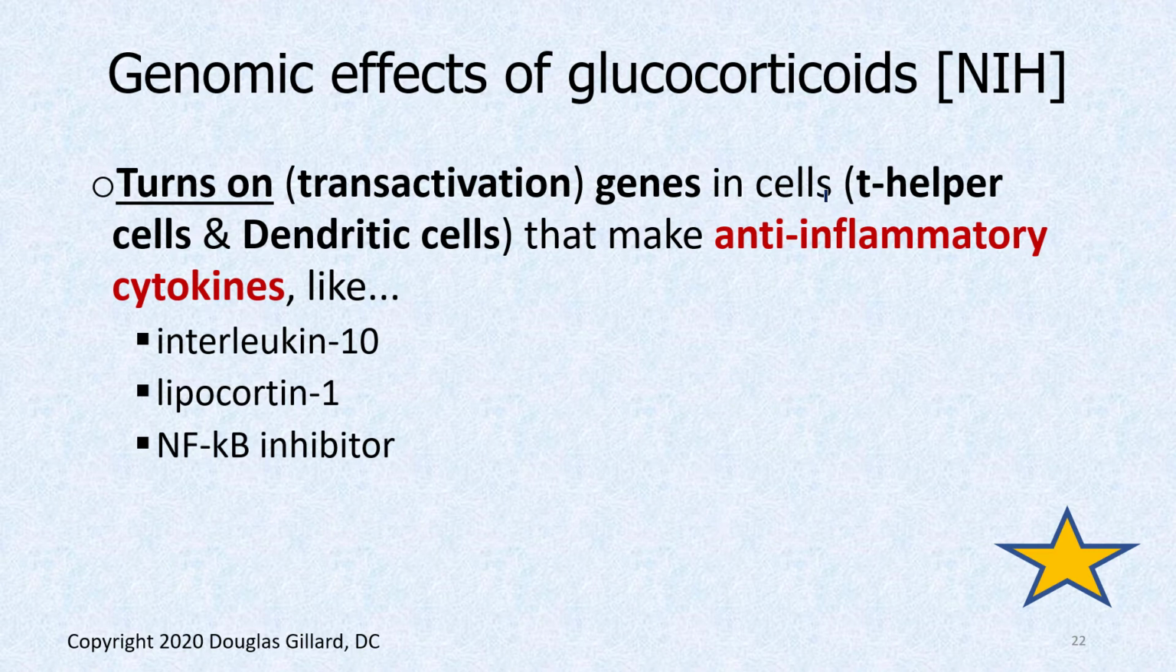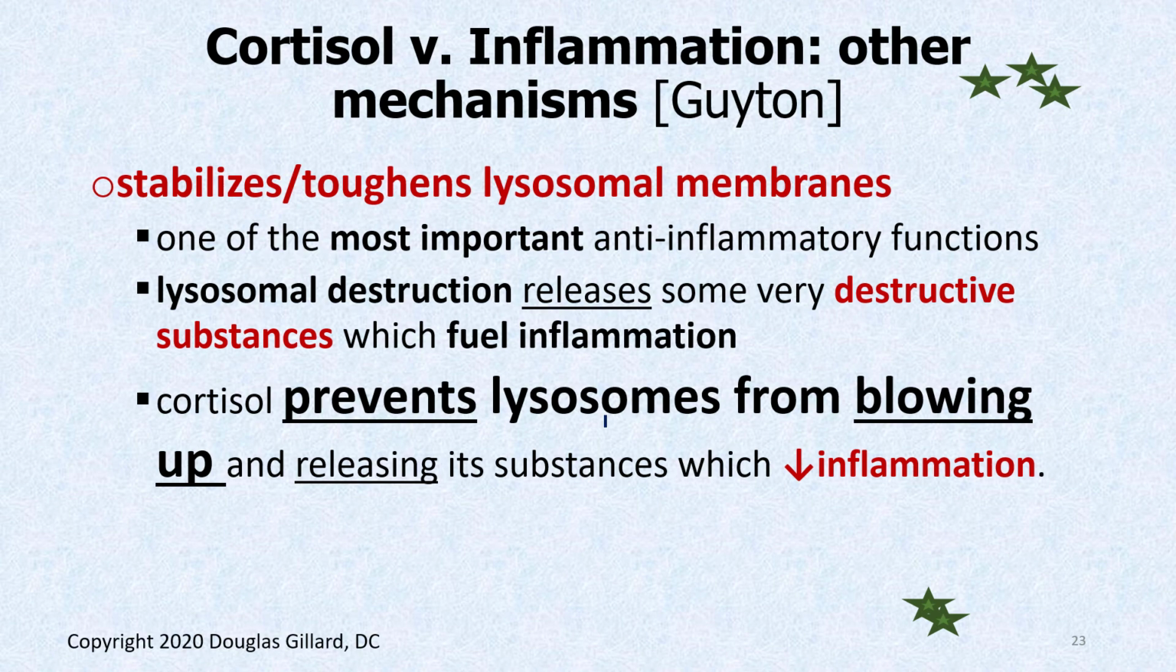More genomic effects. It also turns on genes in the T helper and dendritic cells that make anti-inflammatory cytokines. So these are the good guys: interleukin 10, lipocortin 1, NF-κB inhibitor. So that's another anti-inflammatory effect. All right, cortisol versus inflammation and other mechanisms.